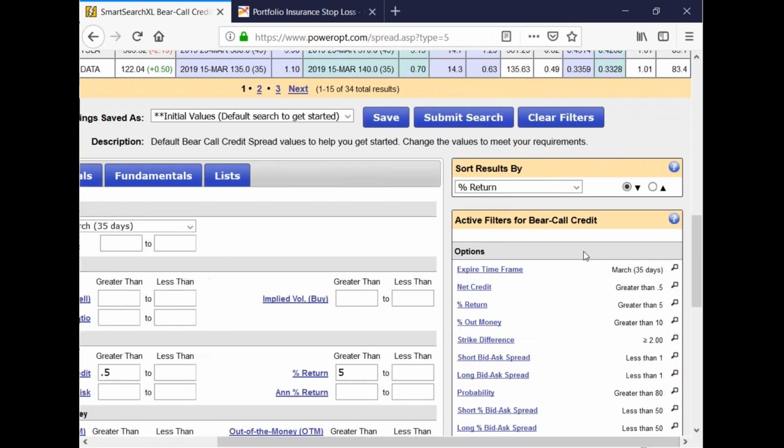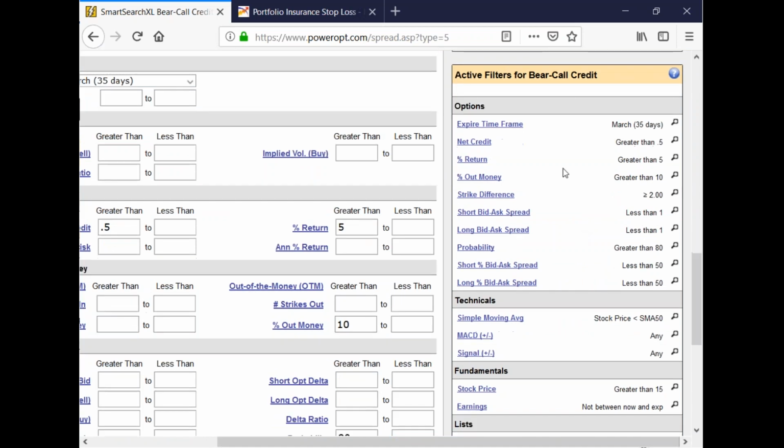Now, when you pull up a search, you scroll down below the listed trades, you're able to see the active filters that are used for each one. So this default initial values, we see that we have an expiration to the next standard expiration month, a minimum net credit of 50 cents or more, 5% return or higher, at least 10% out of the money, an 80% probability, stocks in a downtrend, and of course avoiding earnings between now and expiration.